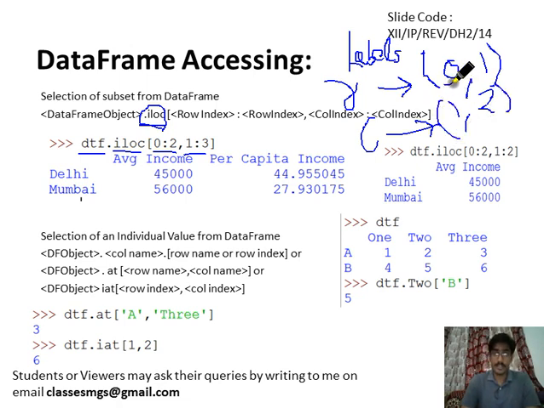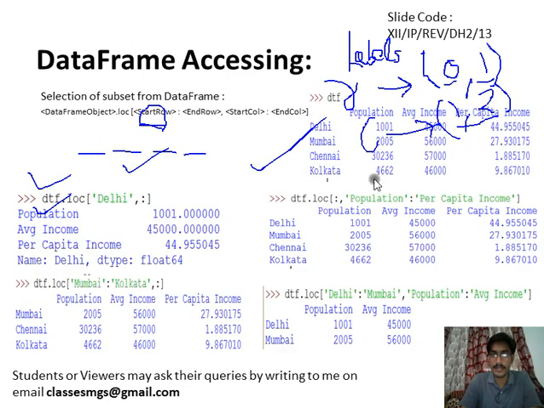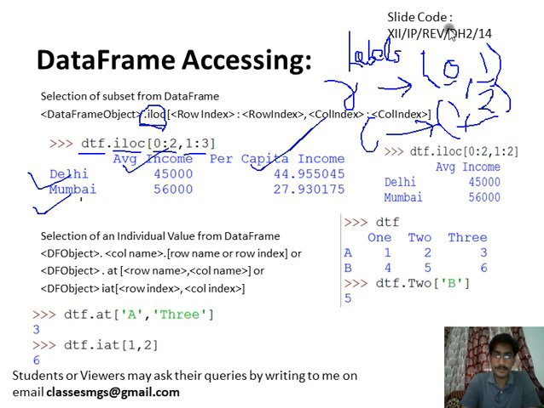So rows 0 and 1 are Delhi and Mumbai, as we can see in the previous example, and columns 1 and 2 are average income and per capita income. You can see that in the previous slide. This is rows 0 and 1, and columns 1 and 2. Okay, so this is the output we are getting.